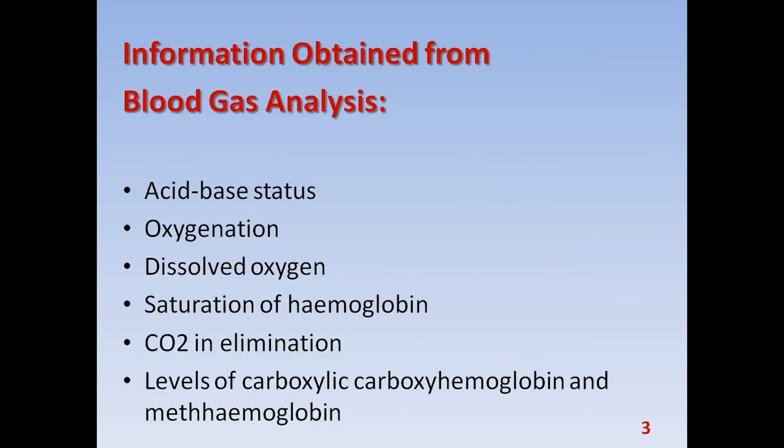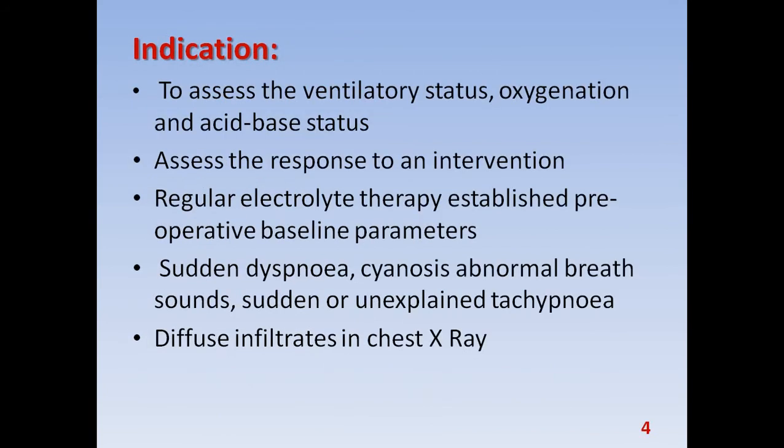Information obtained from blood gas analysis. First of all, we can find out the acid-base status of the patient, which is most important. The next one is we can find out the oxygen status: oxygenation, dissolved oxygen, and saturation of hemoglobin, and carbon dioxide elimination. And we can also know the levels of carboxyhemoglobin and methemoglobin also. So these are the information which we can get from the analysis.